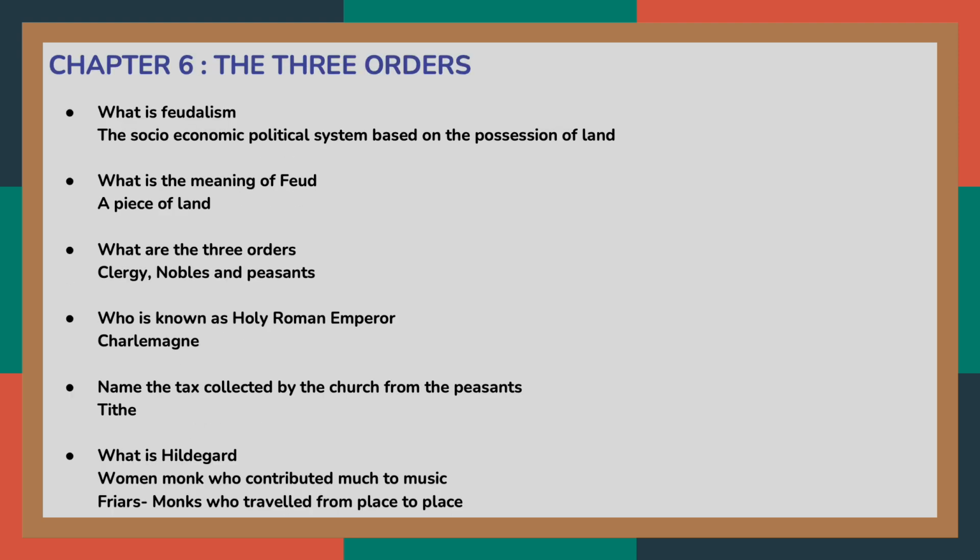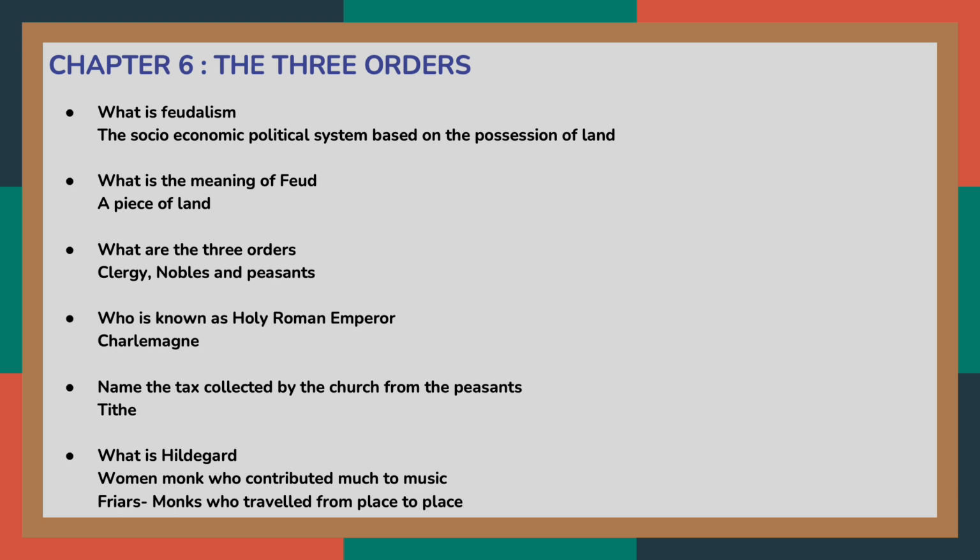Now let's continue with chapter 6. First question, what is feudalism? It is the socio-economic political system based on the possession of land. And feud means a piece of land. Clergy, nobles, and peasants were the three orders that existed in the society.